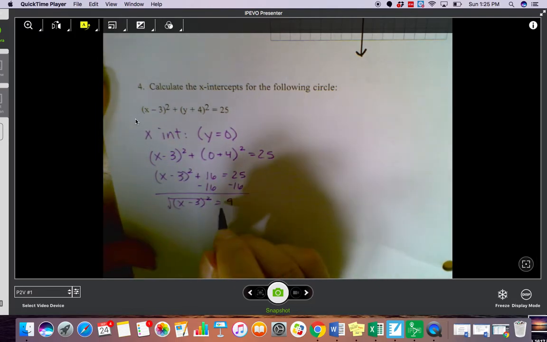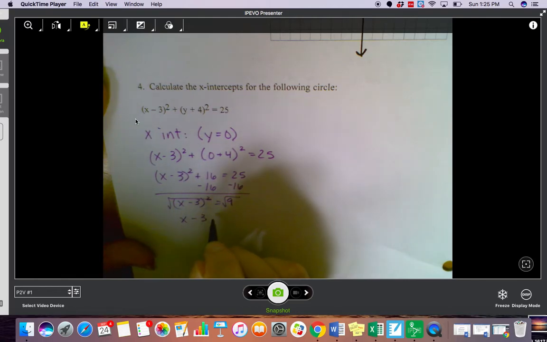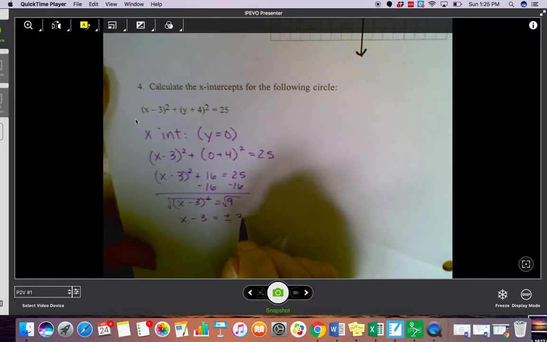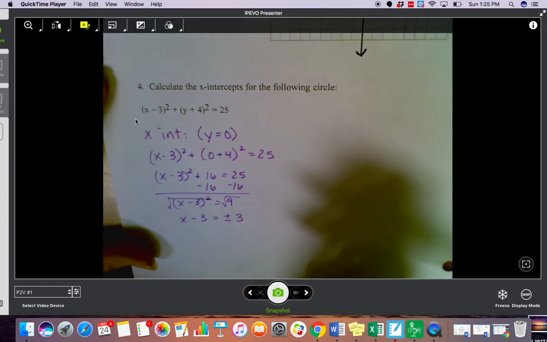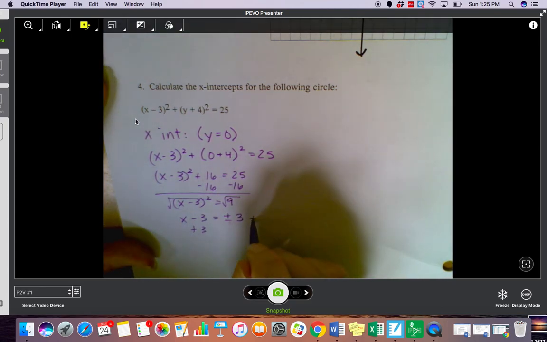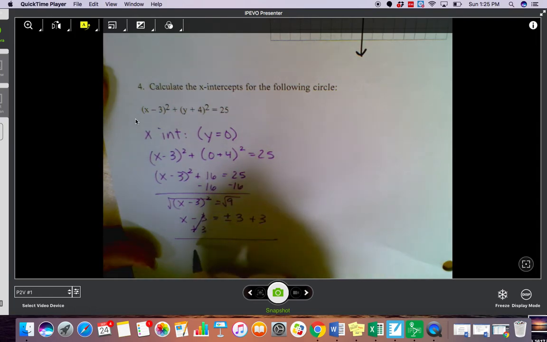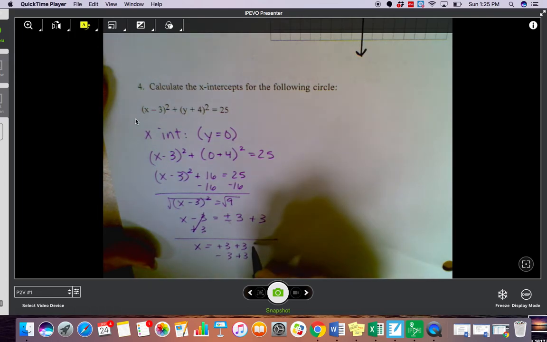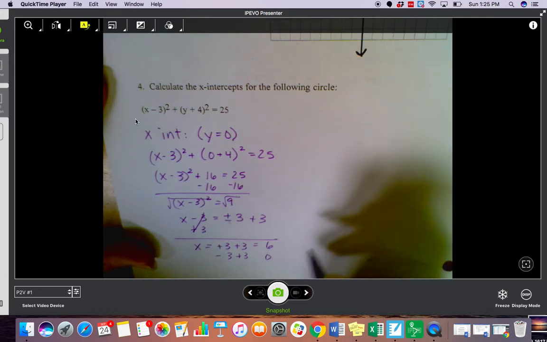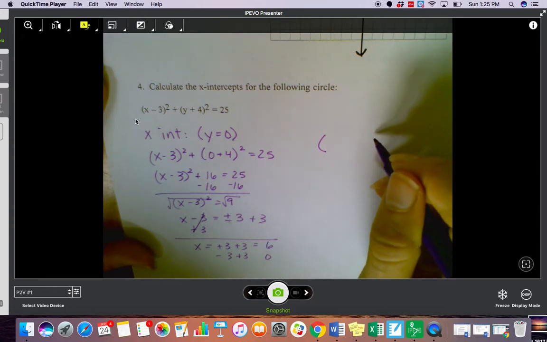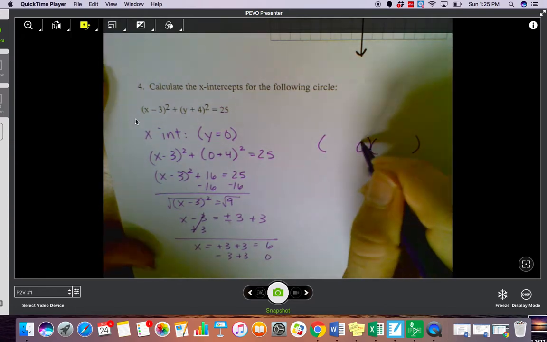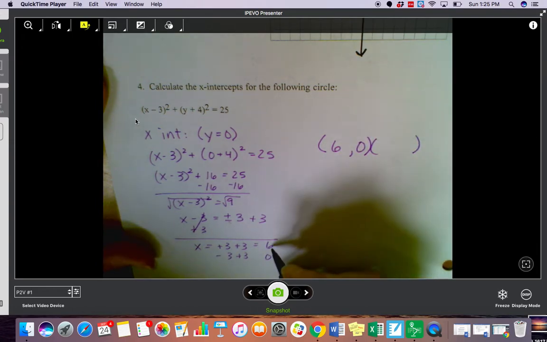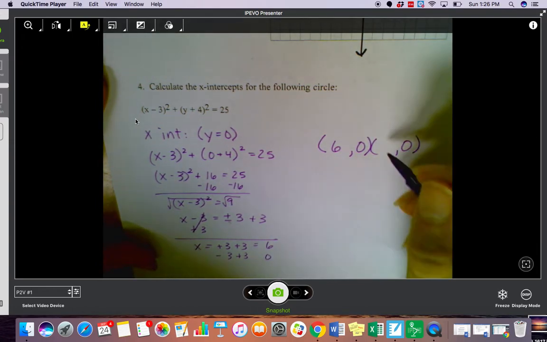And then I take the square root to get rid of it. So x minus 3 equals plus or minus 3, because if I take the square root, I get 2 answers. I add 3 to both sides. So x equals a positive 3 plus 3 and a negative 3 plus 3. So my answers are 6 and 0. So really my x-intercepts right here are if y is 0, x is 6. If y is 0, x is 0.